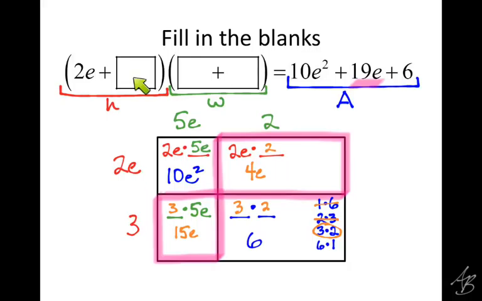So what's going to go up here with the 2e? 3. The 3. So we have 2e plus 3 for the height. And the width is 5e plus 2.